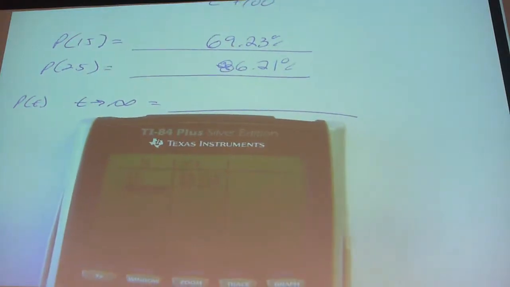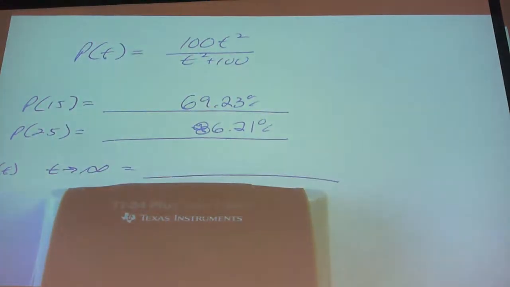Now the question is, what happens if I go out to infinity? Not 15 days or 25 days, infinity, what happens? Well, that means I'm going to start thinking about asymptotes. Do I have a vertical asymptote? Look at the denominator. Is there any number that would make the denominator 0? Can I factor the bottom? No, be careful. It's not t squared minus 100. That I can factor. T squared plus 100, you can't factor.